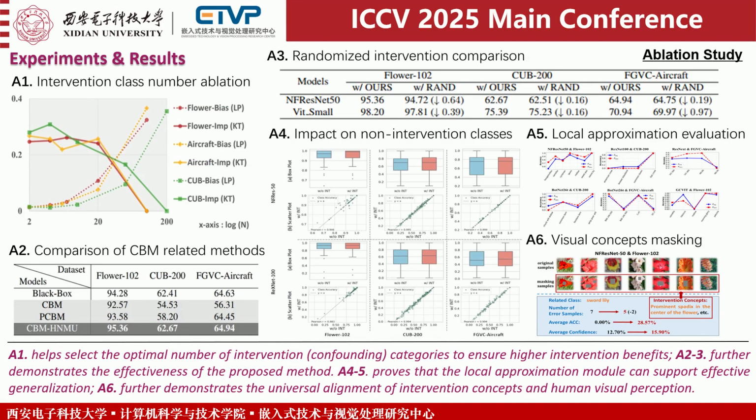Finally, we conducted extensive ablation experiments to ensure the necessity and effectiveness of the method modules. As shown in the picture above, A1 helps select the optimal number of intervention, confounding, categories to ensure higher intervention benefits. A2-3 further demonstrates the effectiveness of the proposed method. A4-5 proves that the local approximation module can support effective generalization. A6 further demonstrates the universal alignment of intervention concepts and human visual perception.